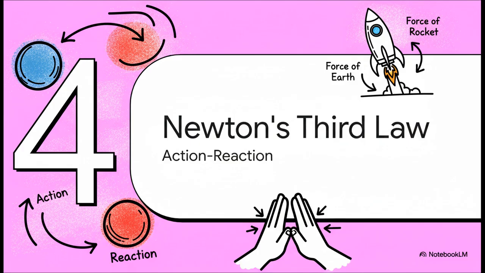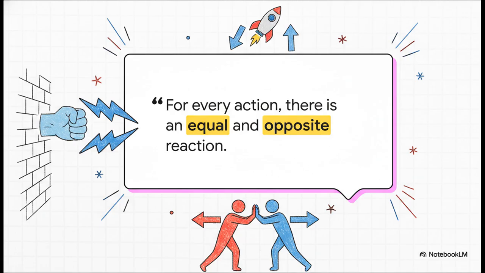So we've talked about objects all by themselves and what happens when a force hits them. But here's the thing. Forces never happen in a vacuum. They're always an interaction, a dance between two objects. And that brings us to the third law, the rule for every single interaction. I'm pretty sure you've all heard this one before.